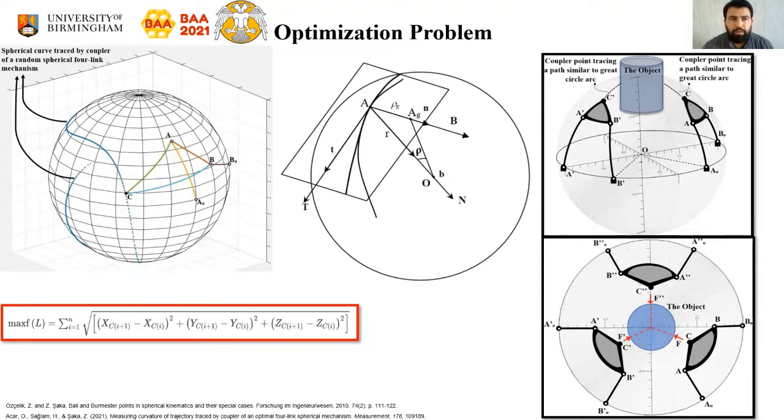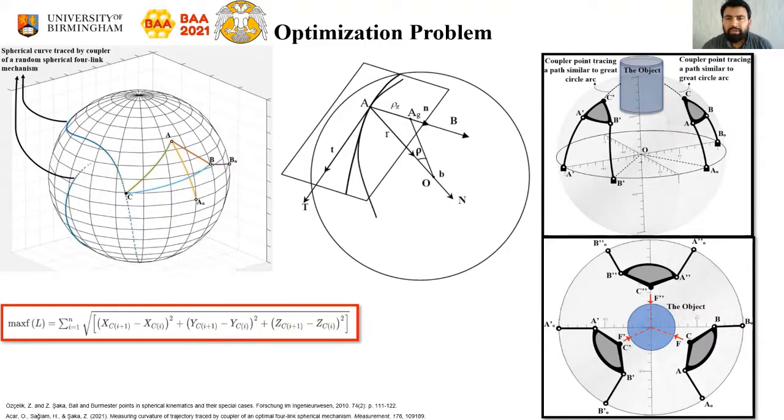In the figure left side, a coupler of spherical four-bar mechanism with random link lengths traces a trajectory in the form of spherical curve. If this mechanism would be used to design a three-fingered robotic gripper, the object to be grasped would rotate, which is an undesirable case. Therefore, the link lengths of the mechanism must be investigated to obtain a longitudinal trajectory, as shown in the figure right side, which is bigger than 90 degrees.